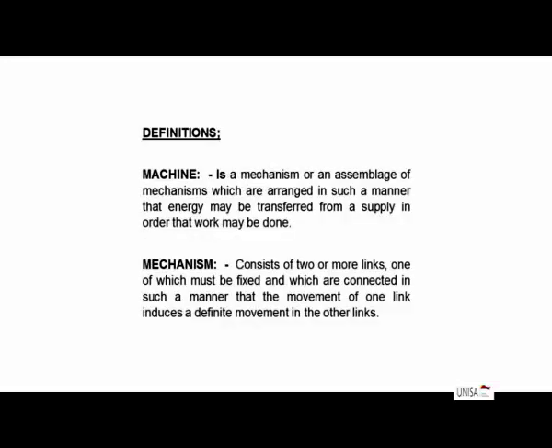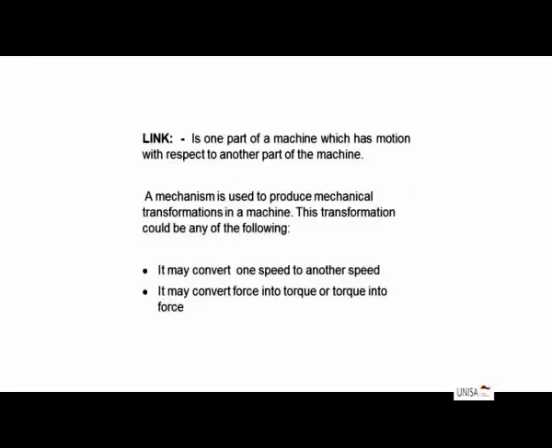A machine is a mechanism or an assemblage of mechanisms which are arranged in such a manner that energy may be transferred from a supply in order that work may be done. A mechanism consists of two or more links, one of which must be fixed and which are connected in such a manner that the movement of one link induces a definite movement in the other links. And what is a link? It is one part of a machine which has motion with respect to another part of the machine.